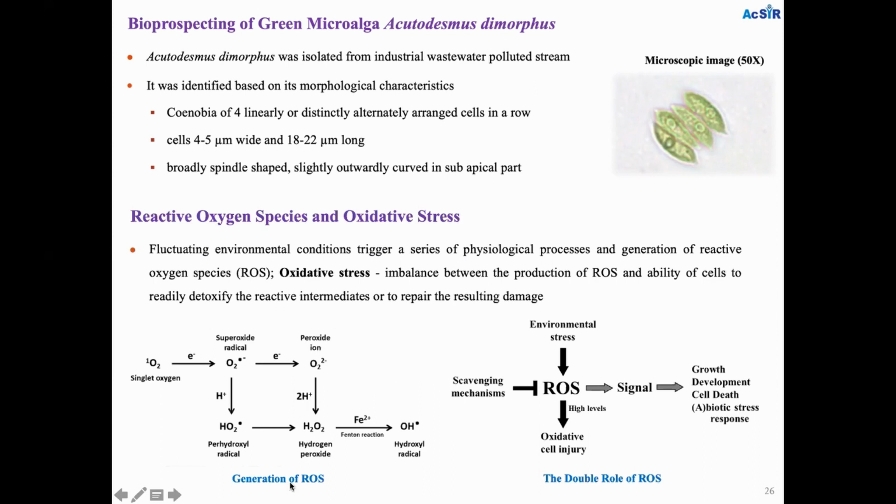Earlier it was believed that this kind of ROS only damages the cell and leads to oxidative stress. But recently it was observed that various scavenging mechanisms of the cells allow this ROS to be used as a signal which can control the growth and development of the algae.